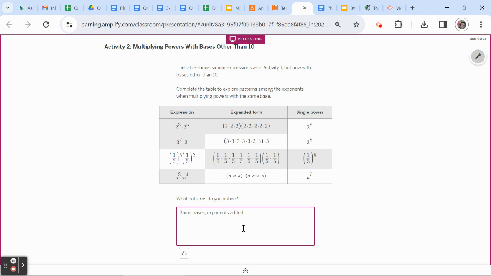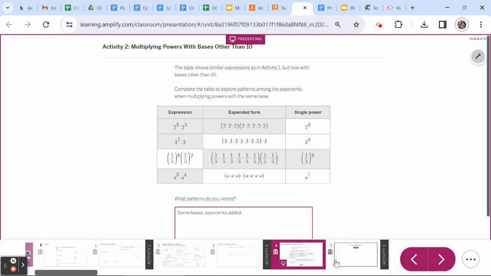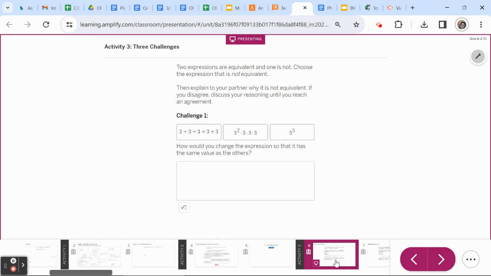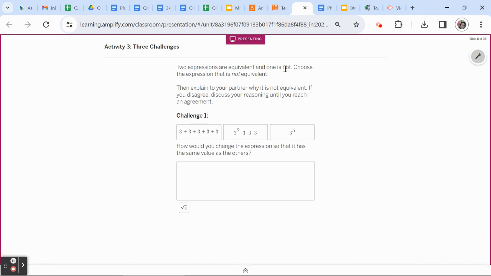All right, our last activity, activity 3. We're going to skip the "Are You Ready for More?" All right, so challenge 1. Two expressions are equivalent and 1 is not. Choose which one is not equivalent, then explain to your partner why it is not. So if you want to pause the video, see if you can do this one on your own. Okay, how do you change the expression so that it will have the same? So first we got to identify which one is different.